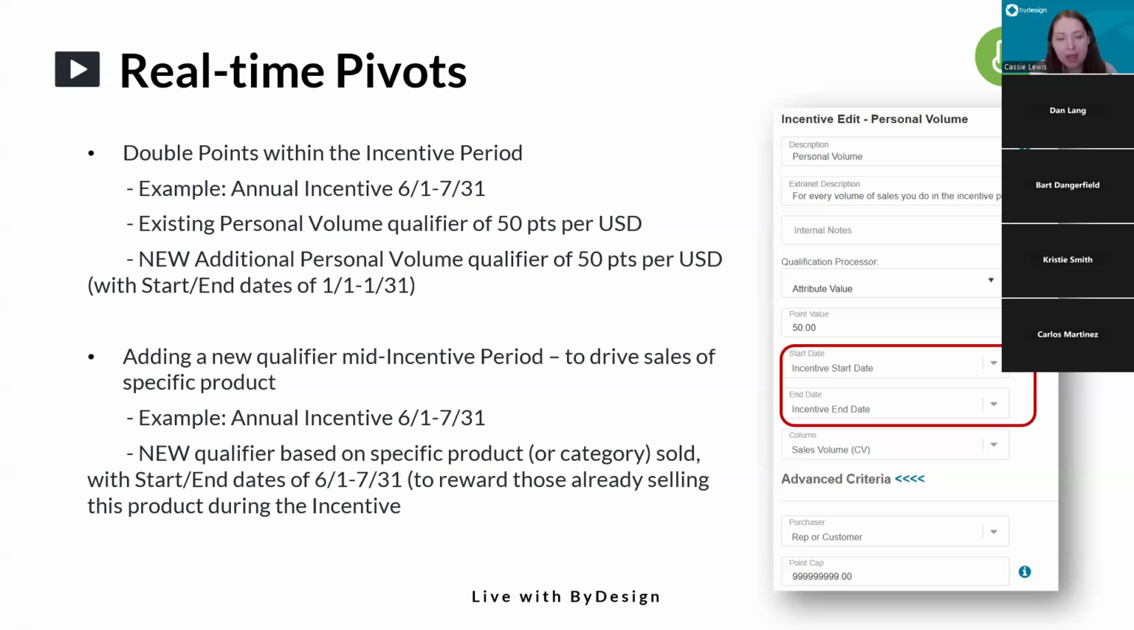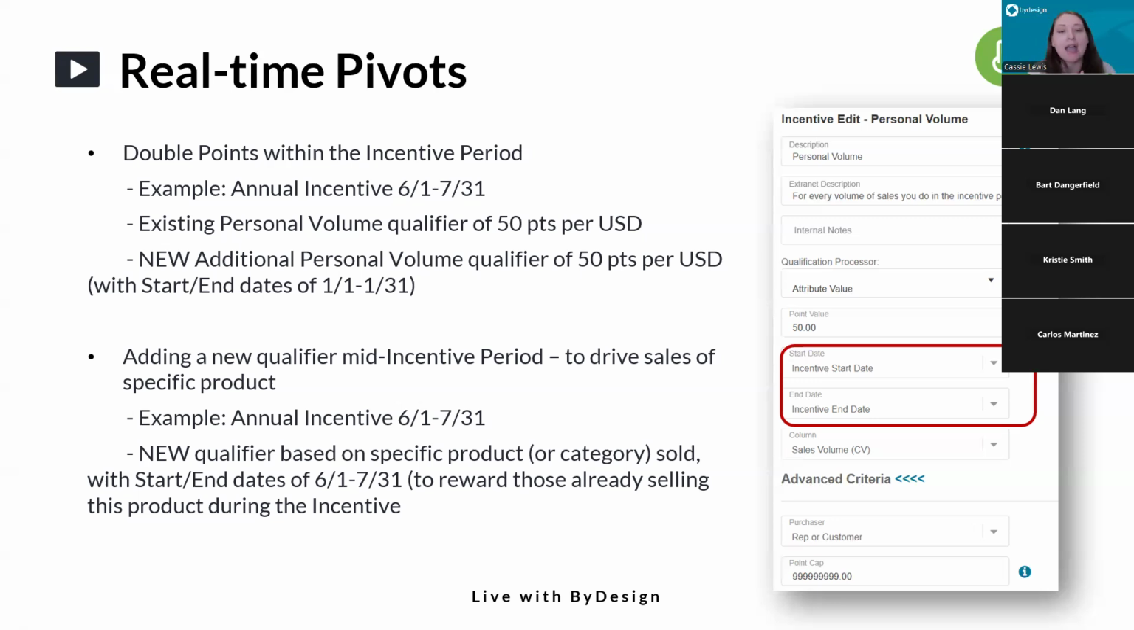Or, it might not be product based. It might be recruiting based. Maybe you've decided you want to add a sponsoring element where there wasn't one before. Maybe you want to add a rank promotion element that wasn't there before. You have the freedom to add qualifiers at any time, even after the incentive period starts. If you want, you can choose for the new qualifier to be retroactive. So if you're adding a new qualifier in the middle of an incentive, you can say, I want to go back to the start of the incentive and reward them for any activity this new qualifier would have rewarded had it been in place. That's very easy to do by aligning the start and end dates.